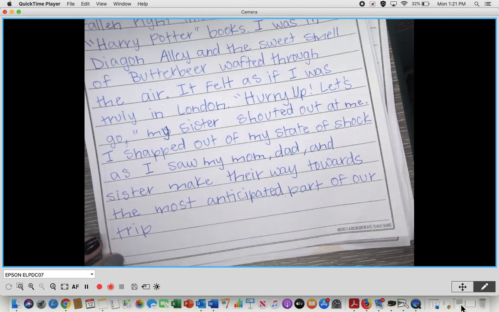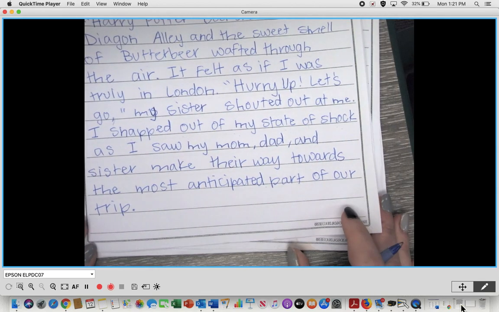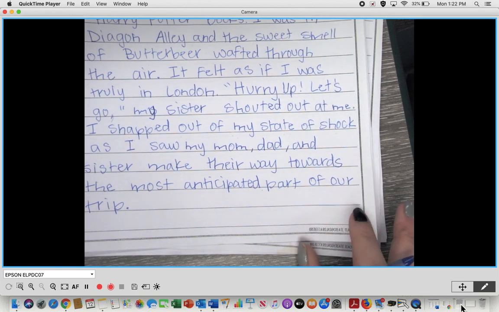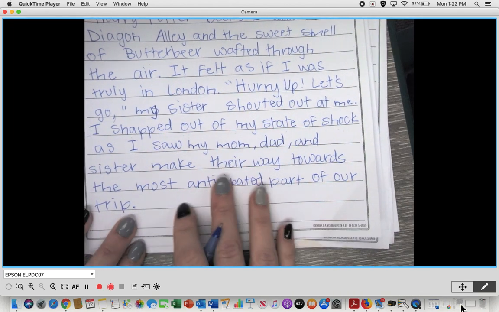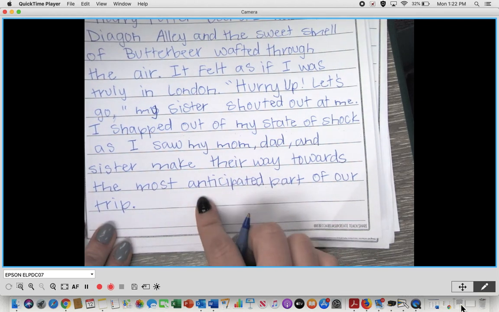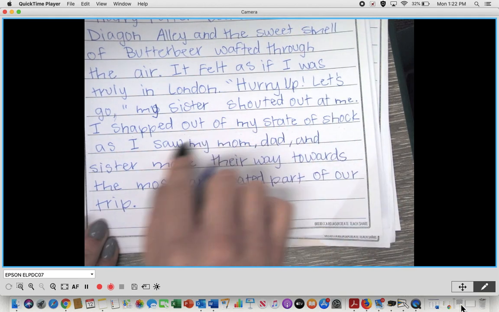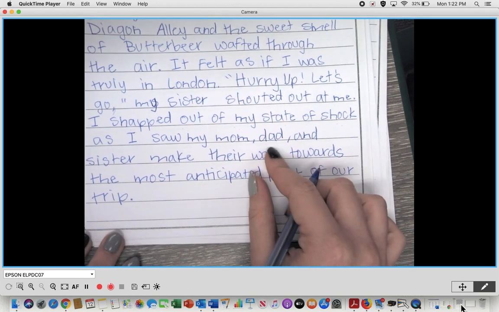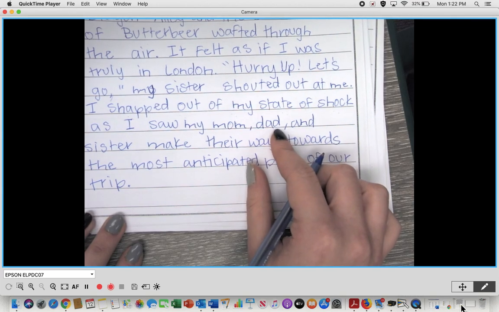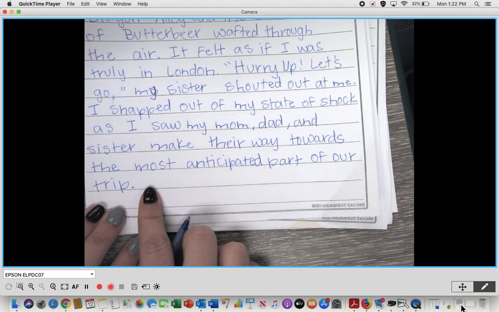And as you can see, I'm really using that descriptive language. So I'm not using boring adjectives or boring verbs or nouns. I'm really kind of trying to expand my writing and make it really interesting. So most anticipated, I snapped out of my state of shock. I'm really helping my reader kind of imagine what it is that I'm feeling and what I'm experiencing. So I'm going to go ahead and I'm going to continue.